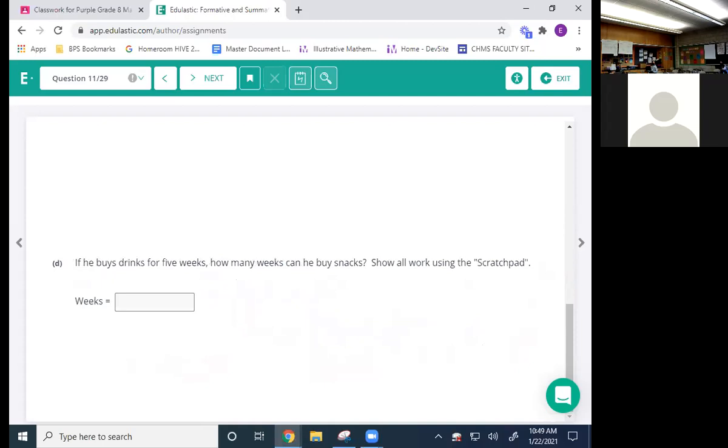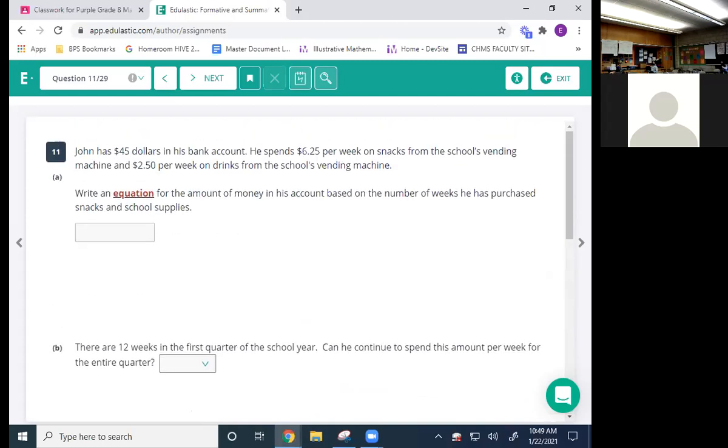Okay? Now, we're looking at 11. Write an equation for the amount of money in his account based on the number of weeks he has purchased snacks and school supplies. So let's read the story. John has $45 in his bank account. He spends $6.25 per week on snacks from the vending machine and $2.50 per week on school supplies. On the drinks in the school supply, in the vending machine. He spends $6.25 on snacks, $2.50 on drinks. He has a total of $45.